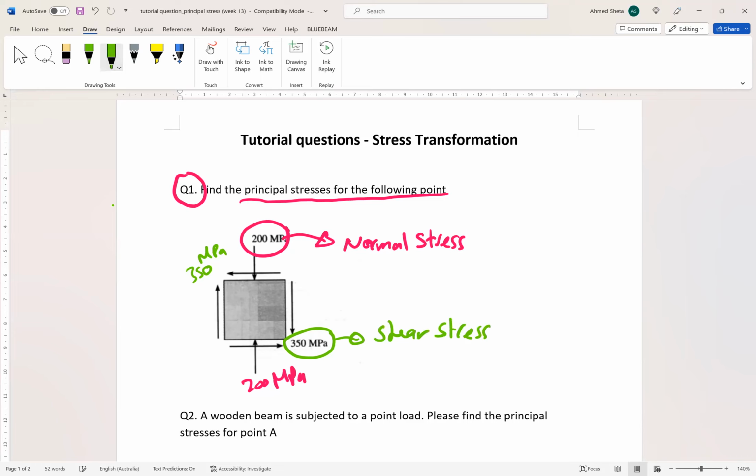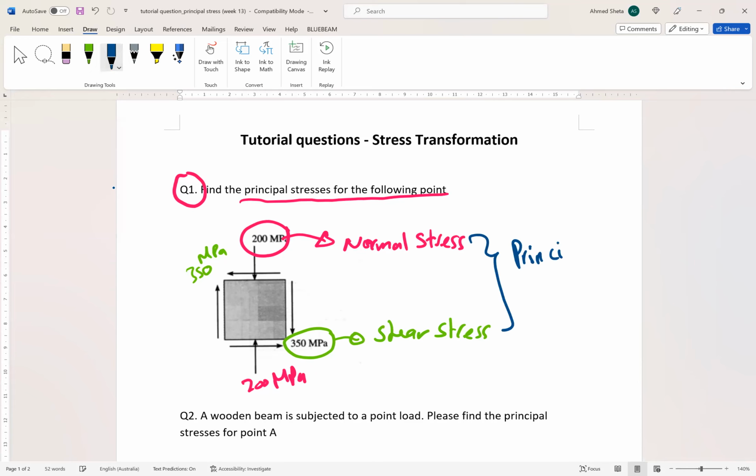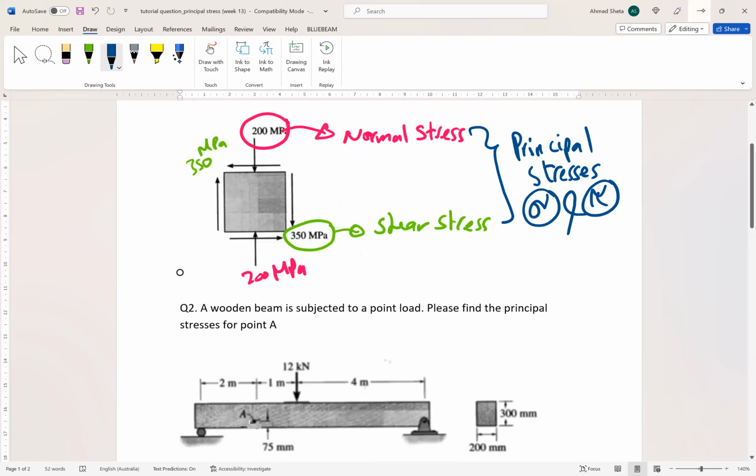So we have elements subjected to some normal stresses and some shear stresses, and what we want to find is the principal stresses due to sigma, the normal stress, and tau, the shear stress. Okay, this is our idea. So I will just now open Paint.